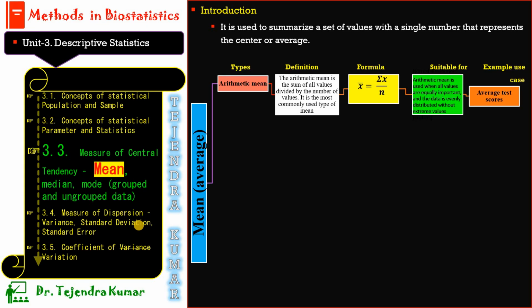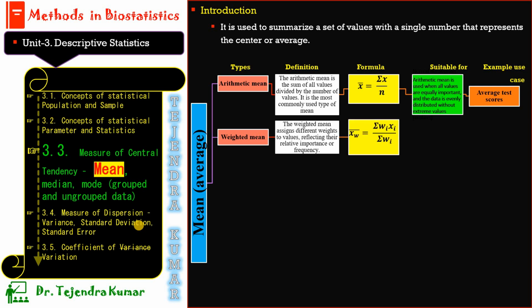Example, average test score. Weighted mean. The weighted mean assigns different weights to values reflecting their relative importance or frequency. And for this, the formula is xw bar is equal to summation of wi xi divided by summation of wi. It is suitable for different importance or frequency.